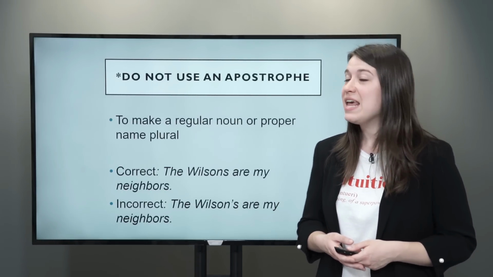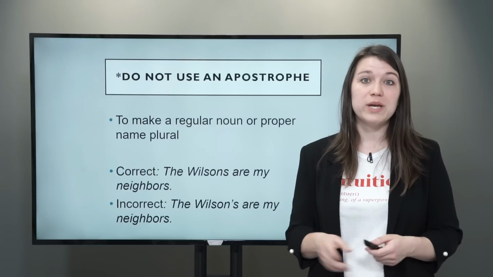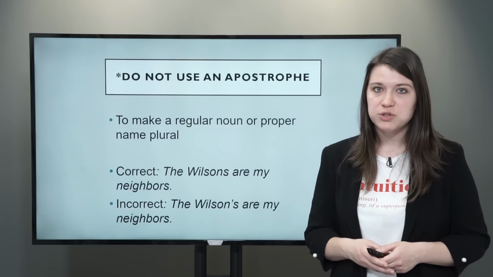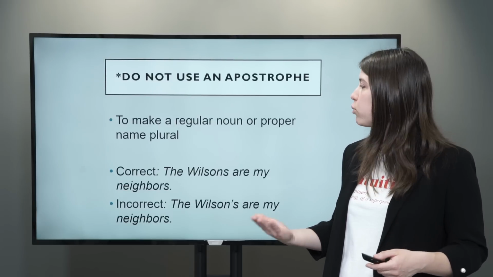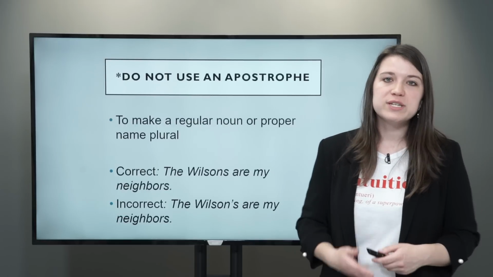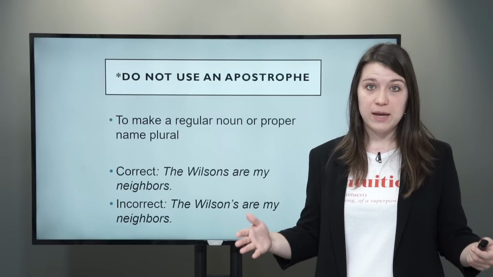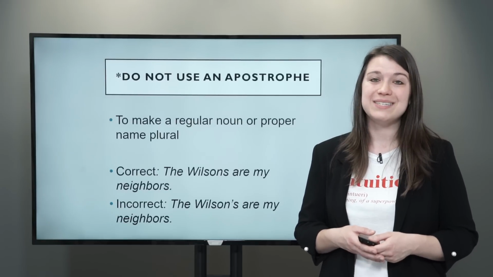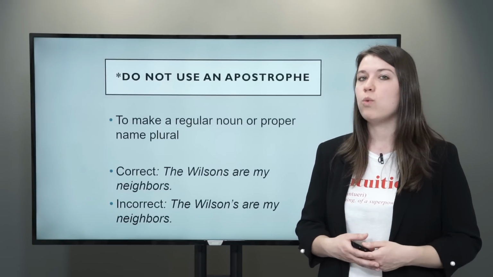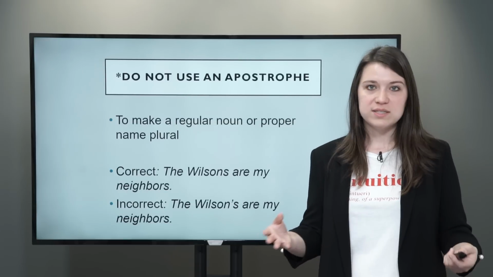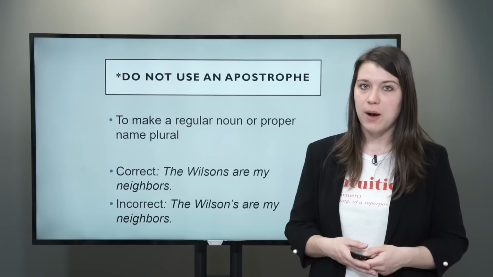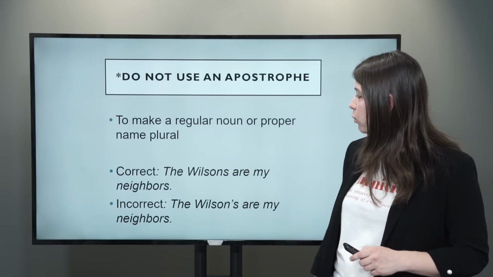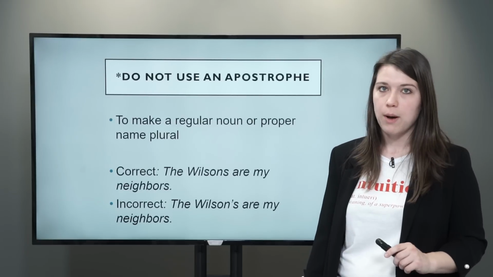Thanks for watching. Now let's talk about some cases where we do not use an apostrophe. Okay, we do not use an apostrophe to make a regular noun or a proper name plural. So for example, if you're talking about someone's family, the family name, you do not add an apostrophe S. So if the family's name is Wilson and you want to make it plural, you say Wilsons, the Wilsons, but you don't add an apostrophe S, you just add an S. Okay, so here's the correct spelling. The Wilsons are my neighbors with no apostrophe.